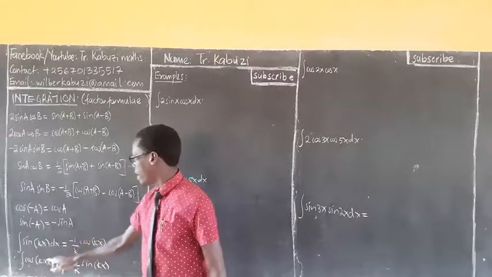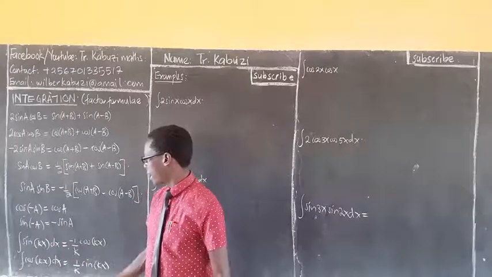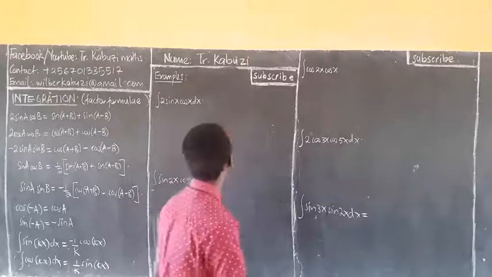Also, when we integrate sine, we get negative 1 over k cos kx. When we integrate cos, we get a positive sine, of course after considering the angle.